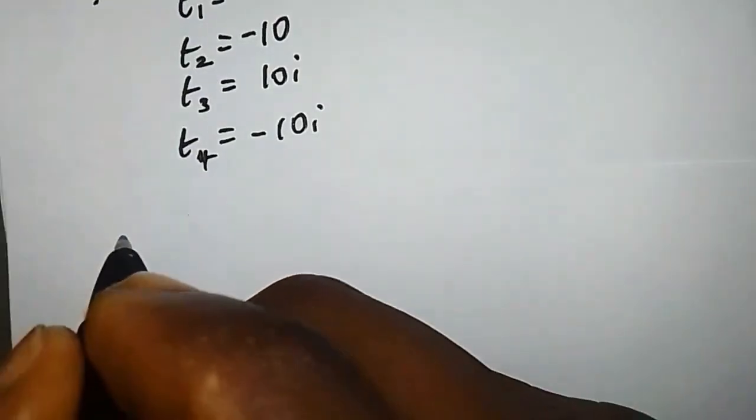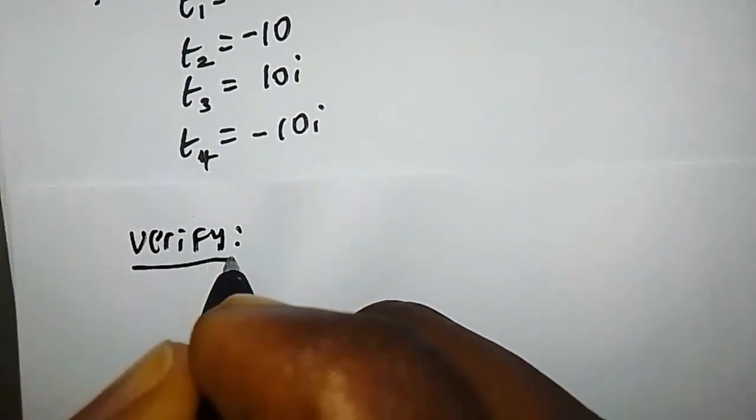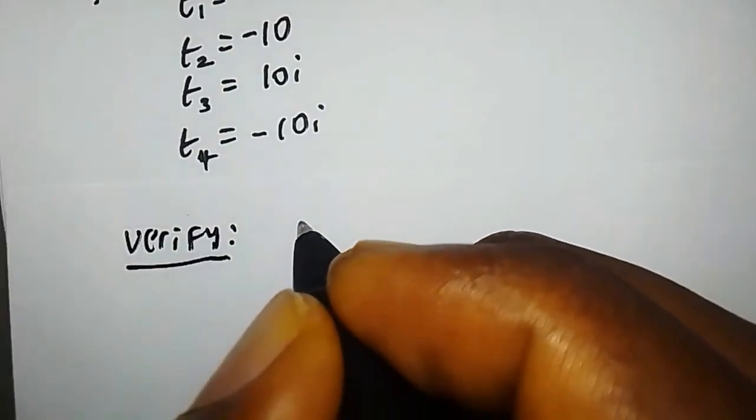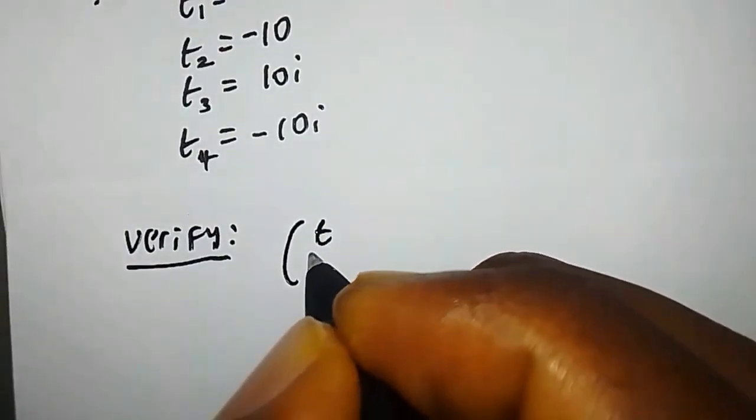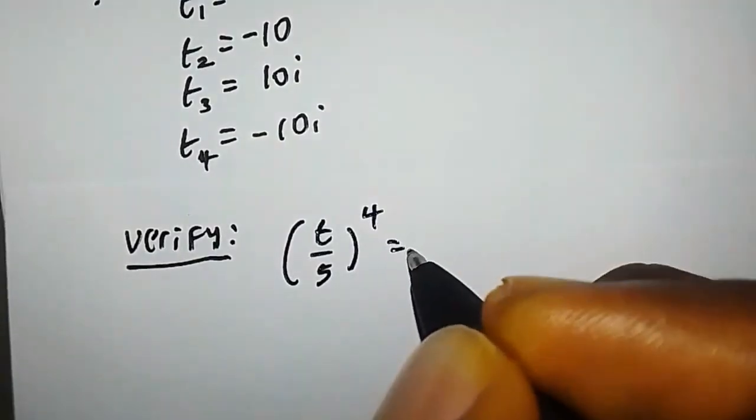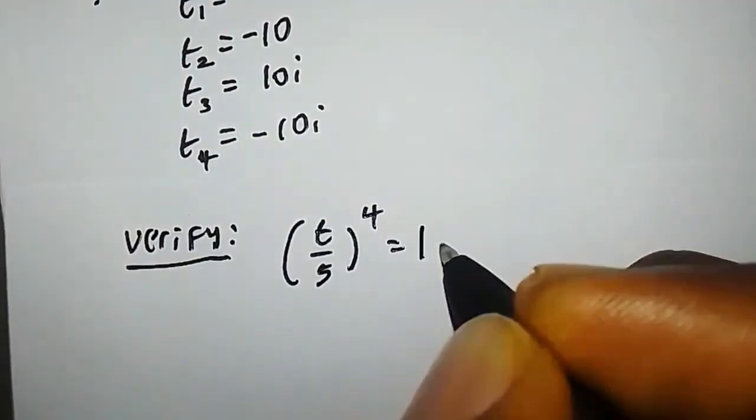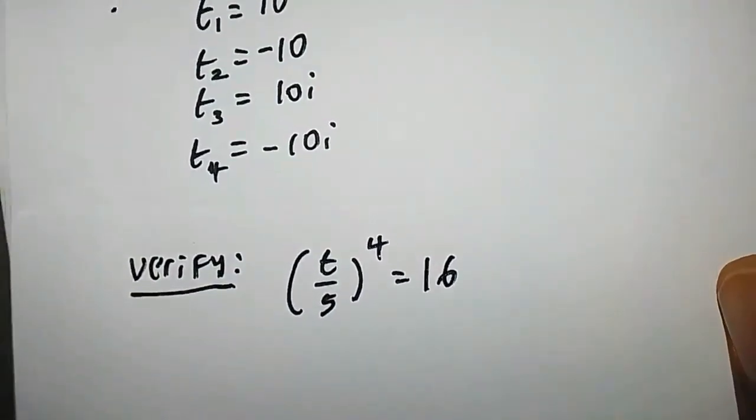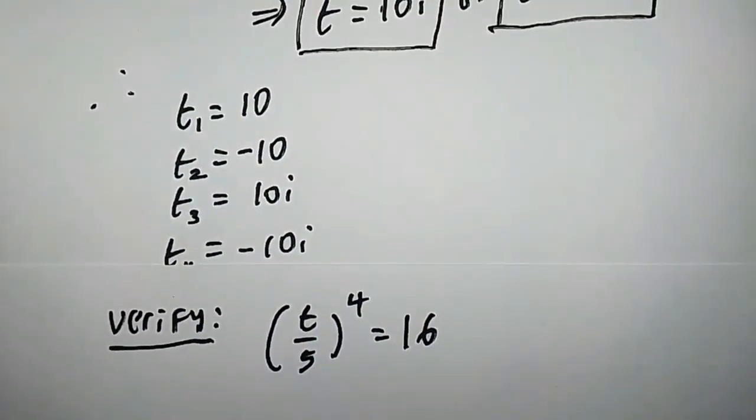So, verify. The question says (t/5)^4 is equal to 16. Let's verify the first answer that we got.